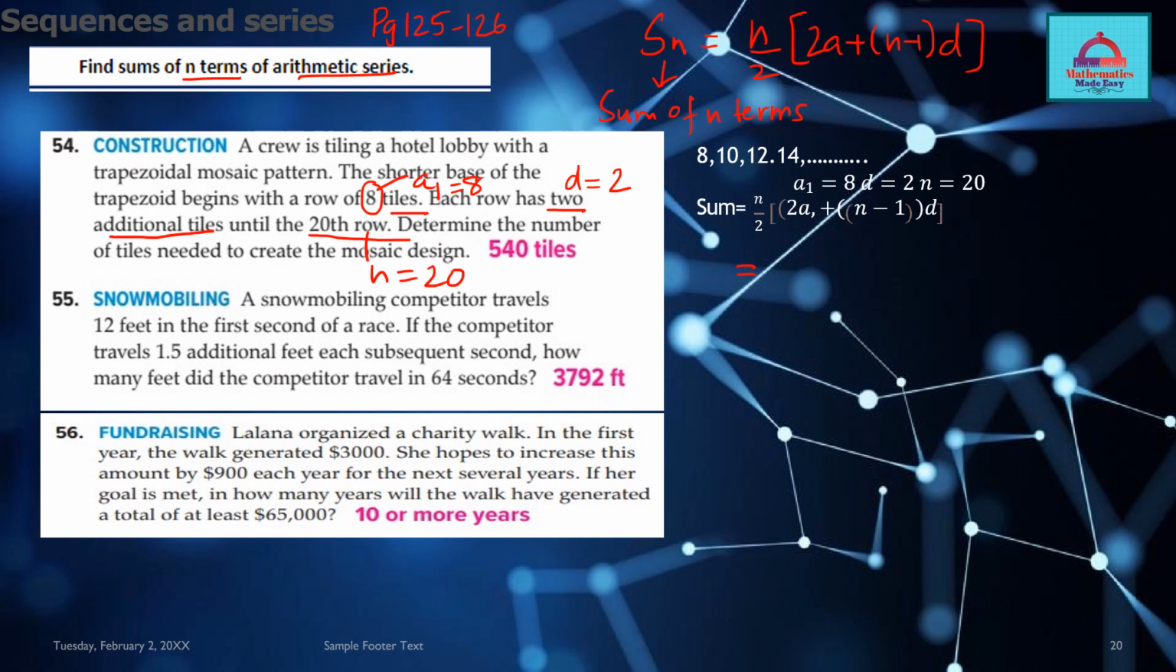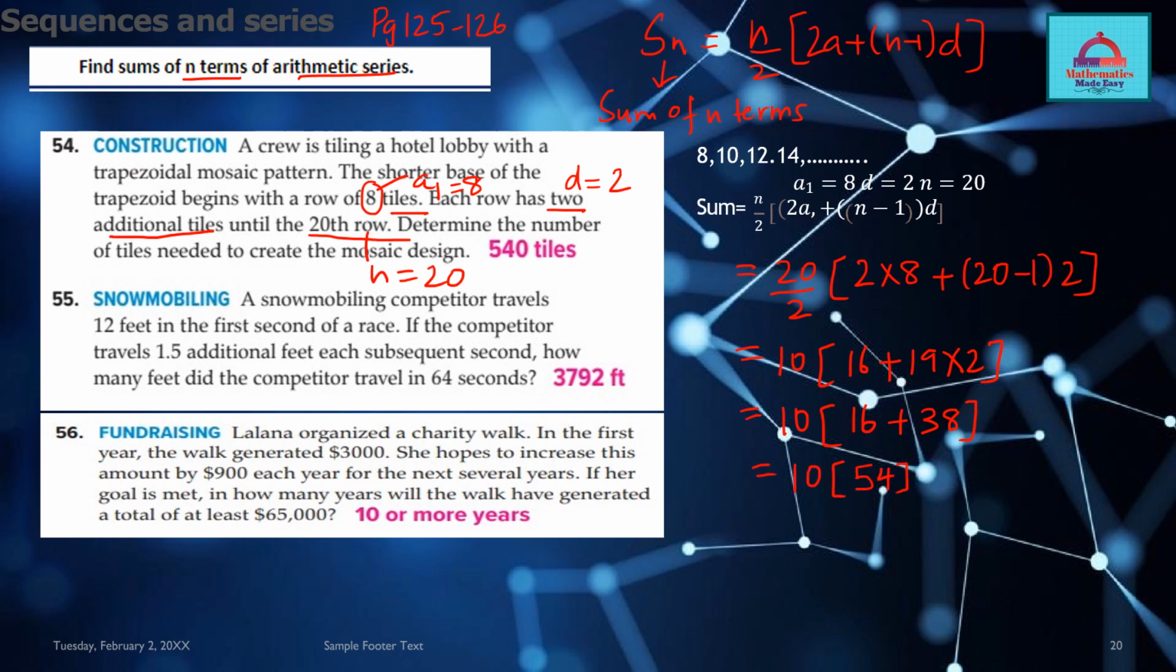So n is 20, so 20 divided by 2, 2 times 8 plus 20 minus 1 times d, which is 2. So let's calculate. So this is 10 times 16 plus 19 multiplied by 2, which is 16 plus 38, which is 10 times 54. So this is 540 tiles. So that's the correct answer.